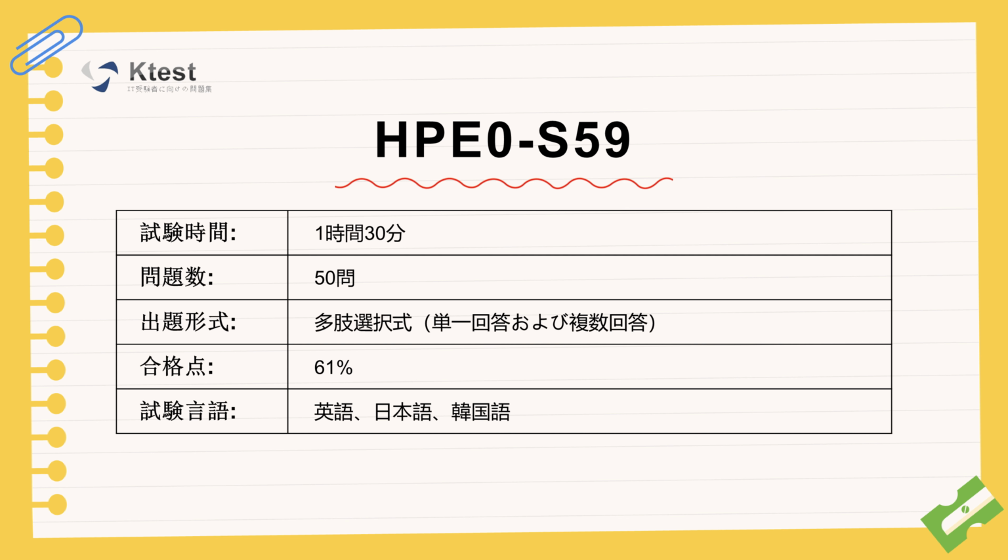And just to set the baseline for you, based on the parameters of the HPE0-S59 exam, you're looking at a 1 hour and 30-minute test. It consists of 50 multiple-choice questions, which include both single and multiple responses. You'll need a 61% to pass, and the exam is delivered in English, Japanese, and Korean.